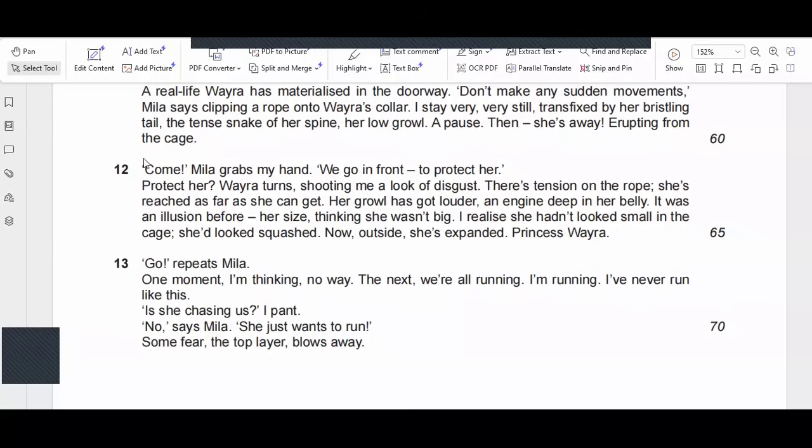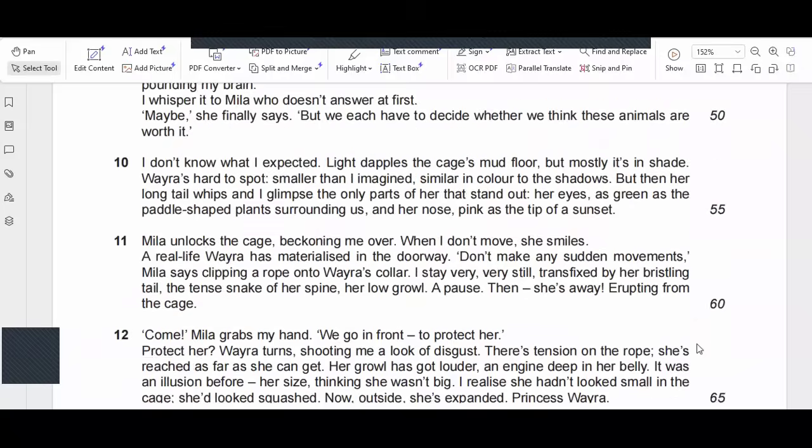Then suddenly we all were running. Laura was running as well. She has never had an opportunity in her life to run like this before. So while running, she asked the miller if the Vaira is following us, and she got a reply like, no, she just wants us to run. So this is what the text says.